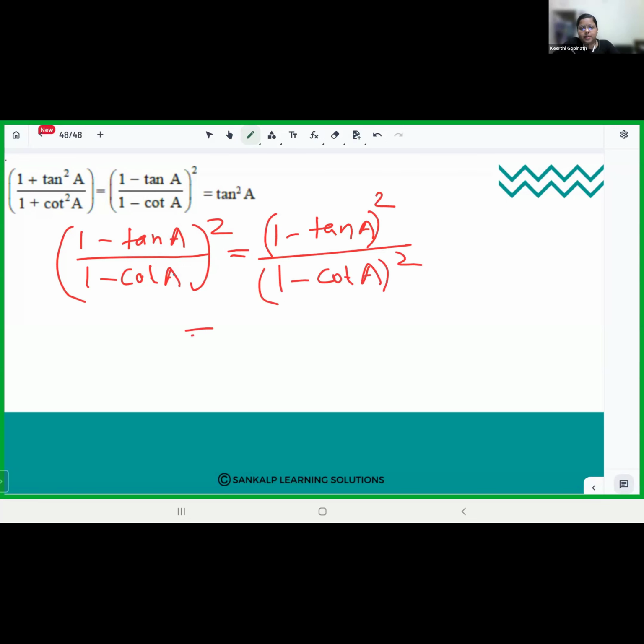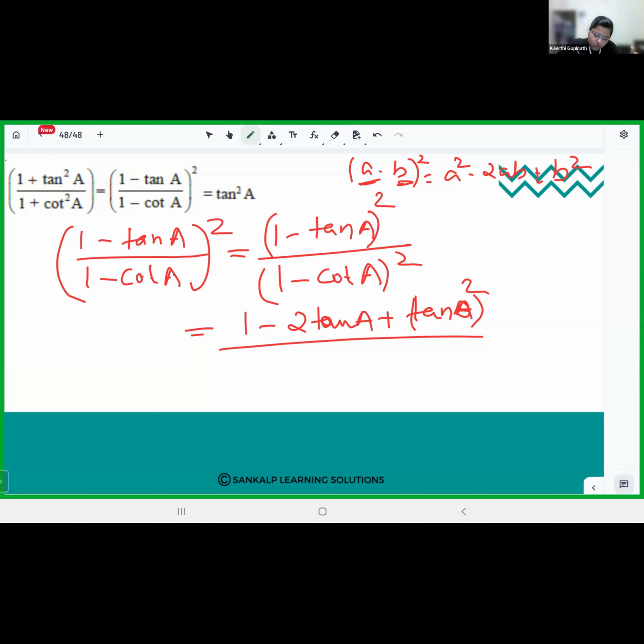Now, this can be split by using the algebraic identity: a minus b the whole square is equal to a square minus 2ab plus b square. Here a means 1 and b means tan A. So by using that you will get 1 minus 2 tan A plus tan A the whole square, divided by 1 minus 2 cot A plus cot A the whole square, or it can be written as cot square A.